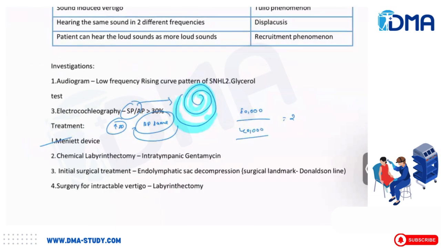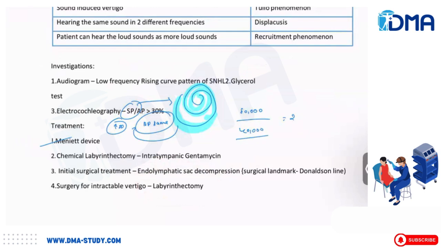Or else you could do a surgery. Initial surgical treatment is endolymphatic sac decompression surgery, and surgery for intractable vertigo is labyrinthectomy.